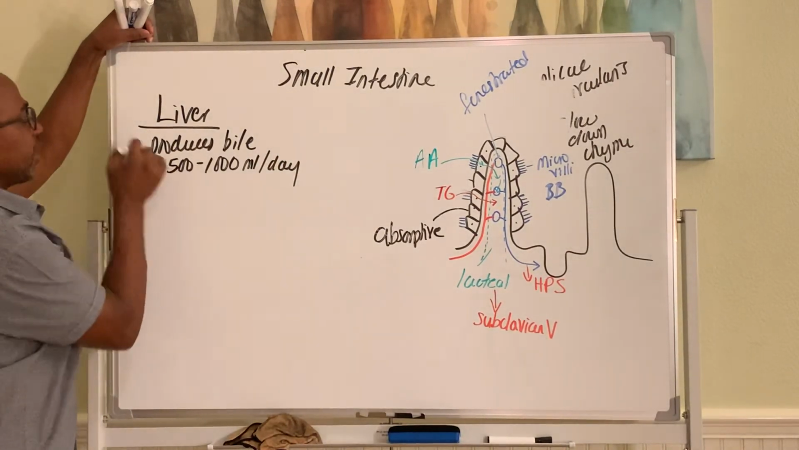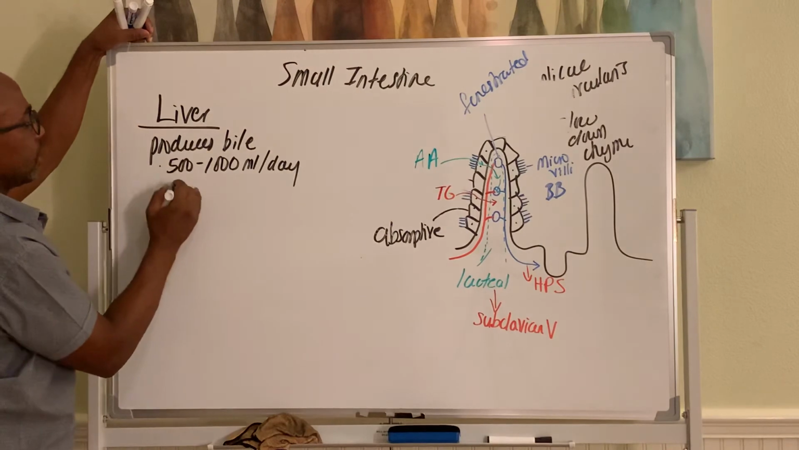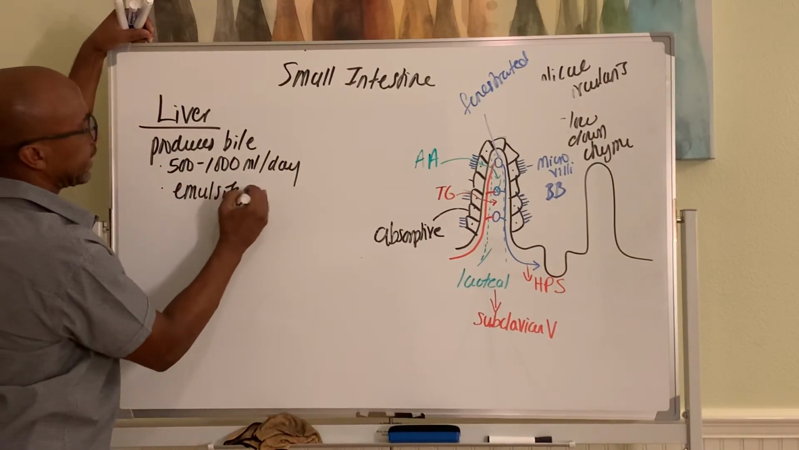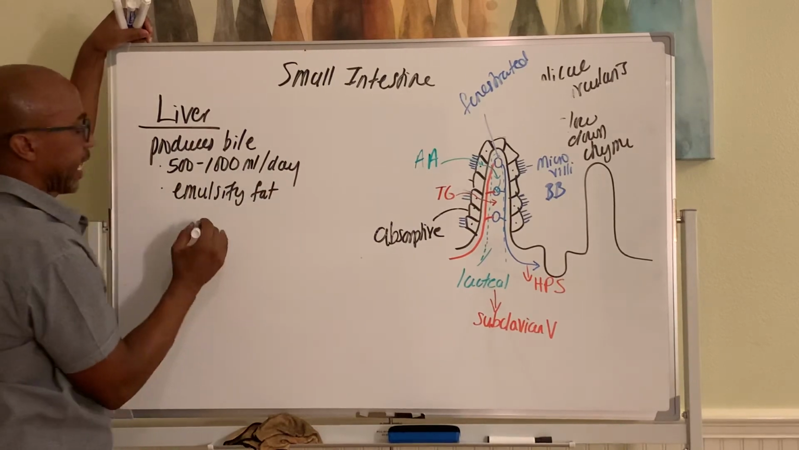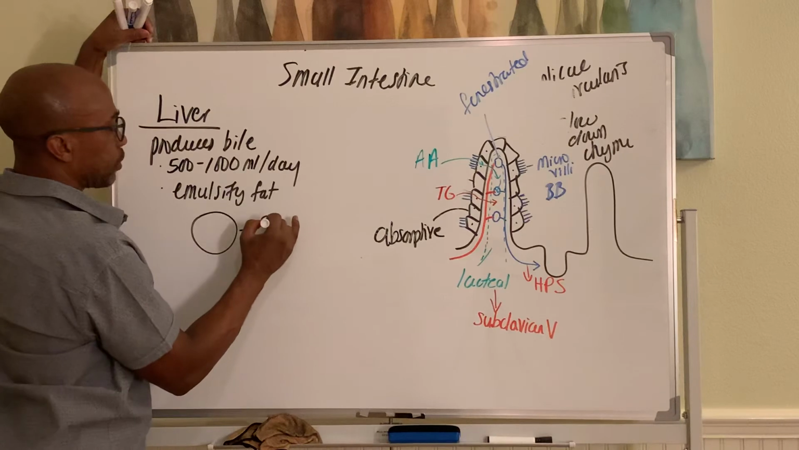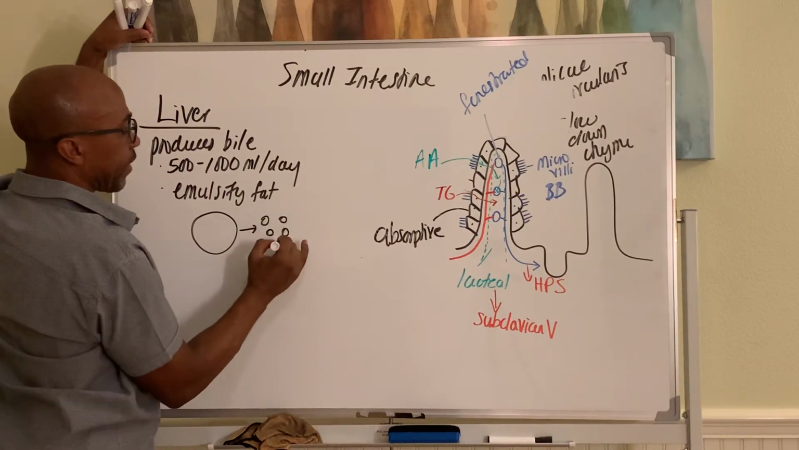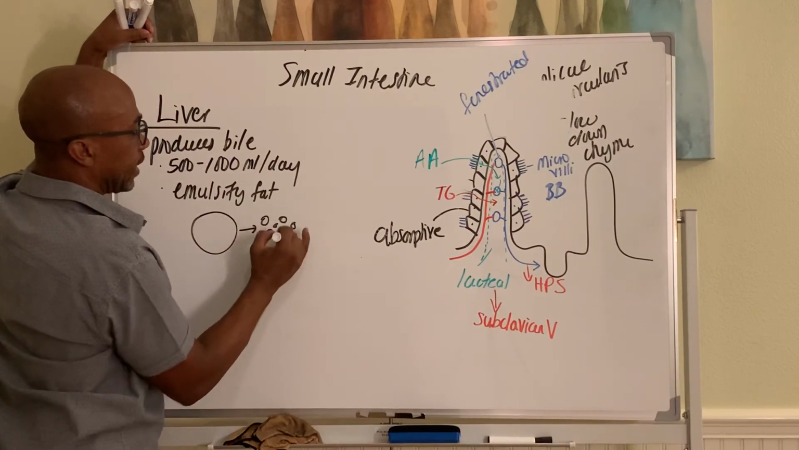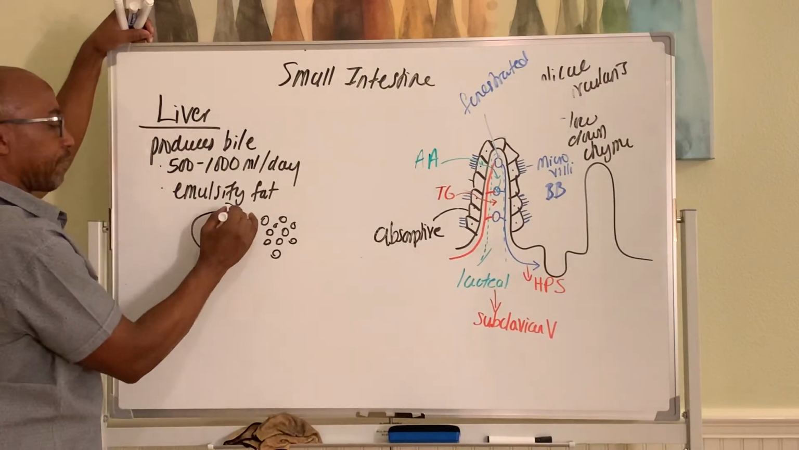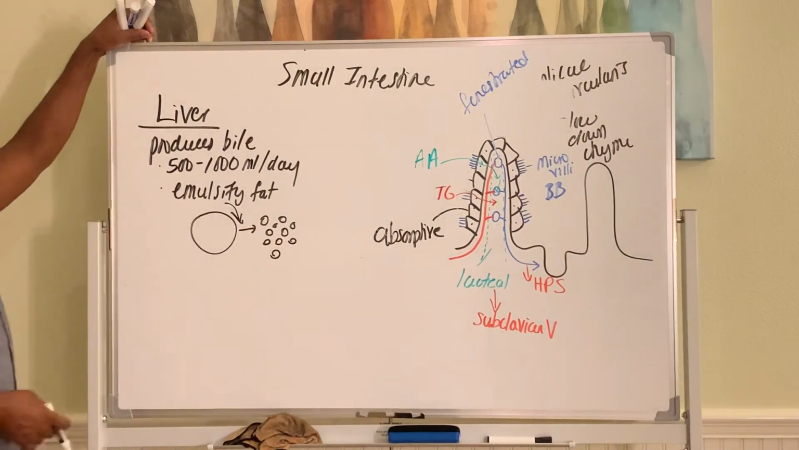And that bile is necessary to what's called emulsify fat, meaning that it takes a fat that's this big and produces fats that are small like this. So it breaks fat down physically into smaller bits. This is called emulsification, breaking big fat into small fats. That's what bile does for you.